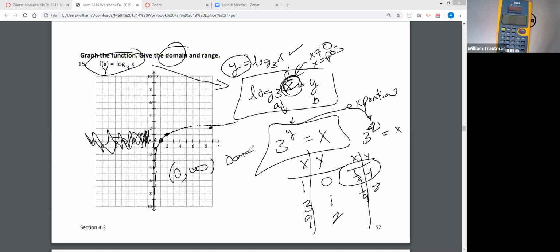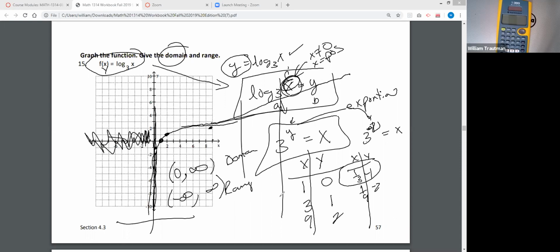That's the domain. The domain is how far to the left it goes. It goes really close to 0, but it doesn't touch 0, and then it goes all the way to infinity. The range is how low it goes. It goes all the way down to negative infinity. And how high will this go? Well, this keeps on going up at a slow rate, but it keeps on going up. So the range goes from negative infinity to positive infinity. The domain is just from 0, but not touching 0, and it keeps on going to infinity.